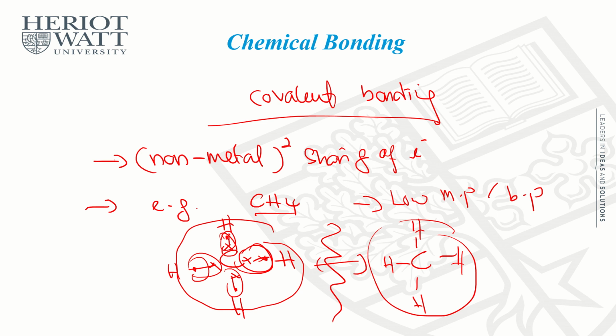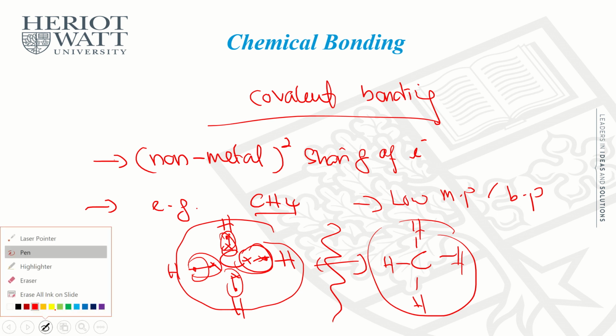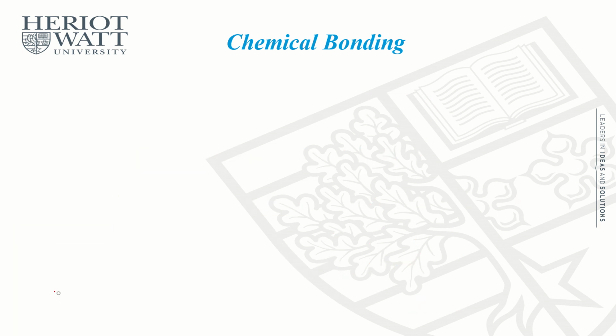Generally covalent molecules are soft because of the weak intermolecular forces. It's not as hard as ionic compounds. So this is covalent bonding. Next we're going to look at bonding pairs and lone pairs.